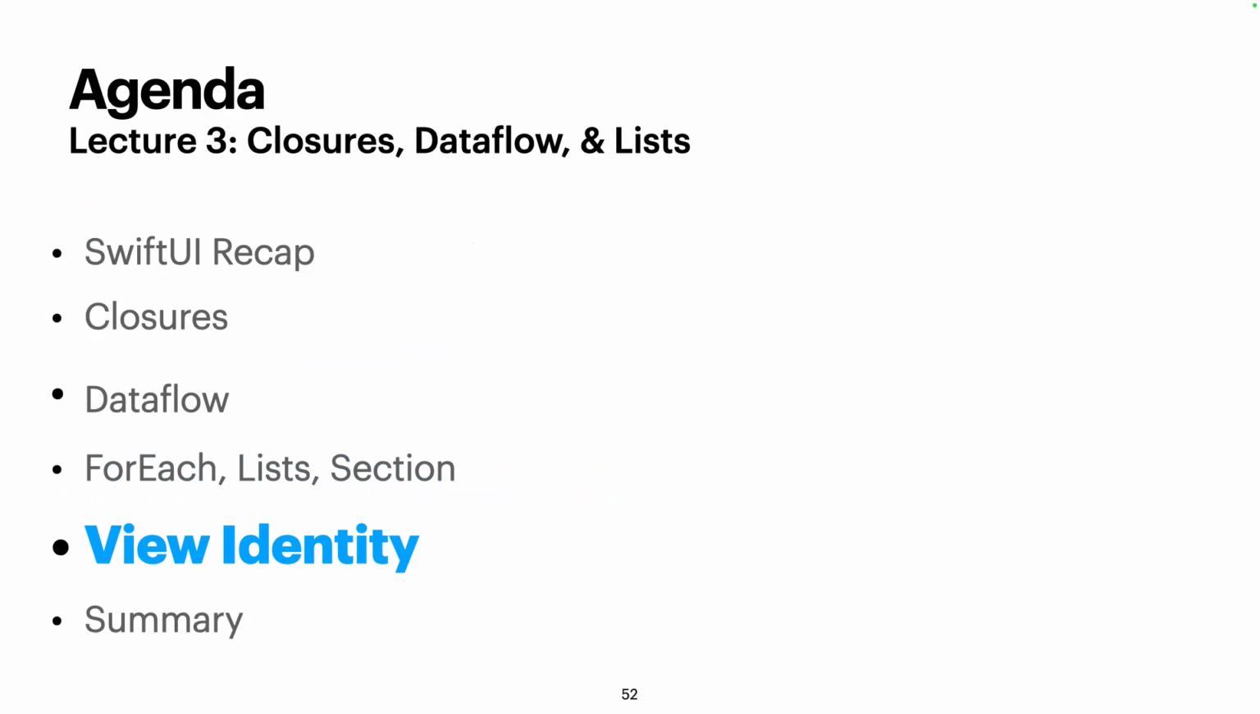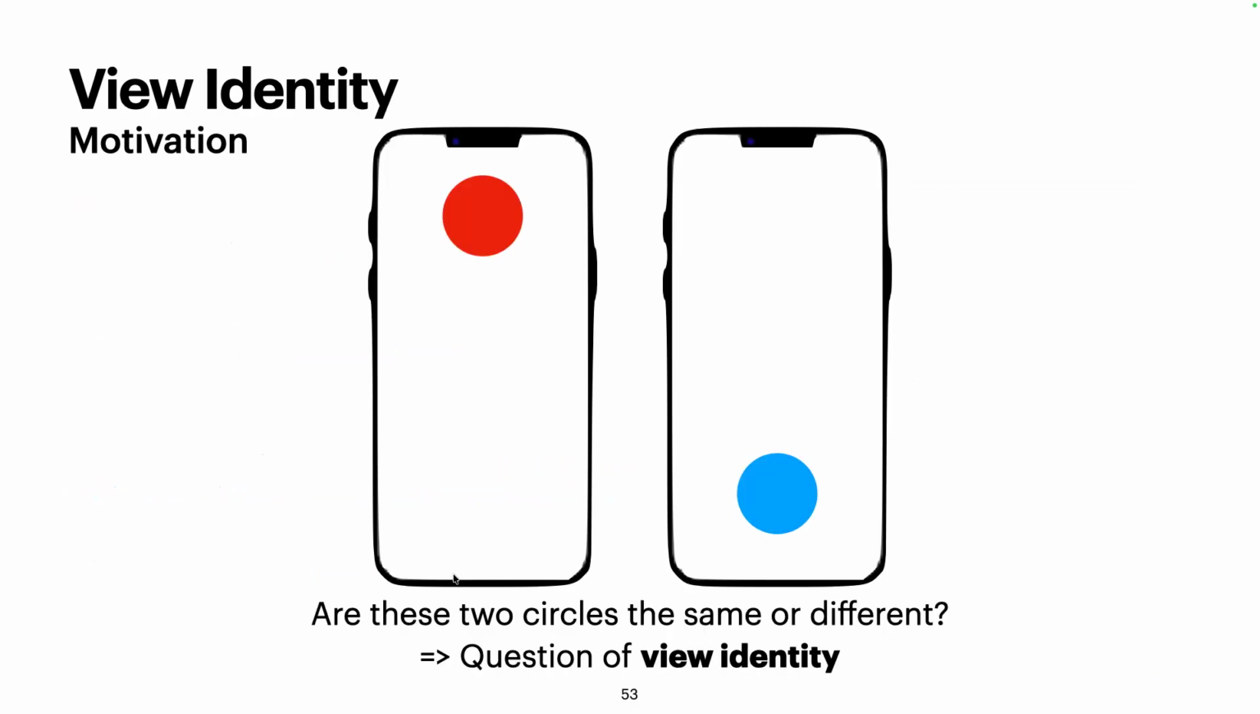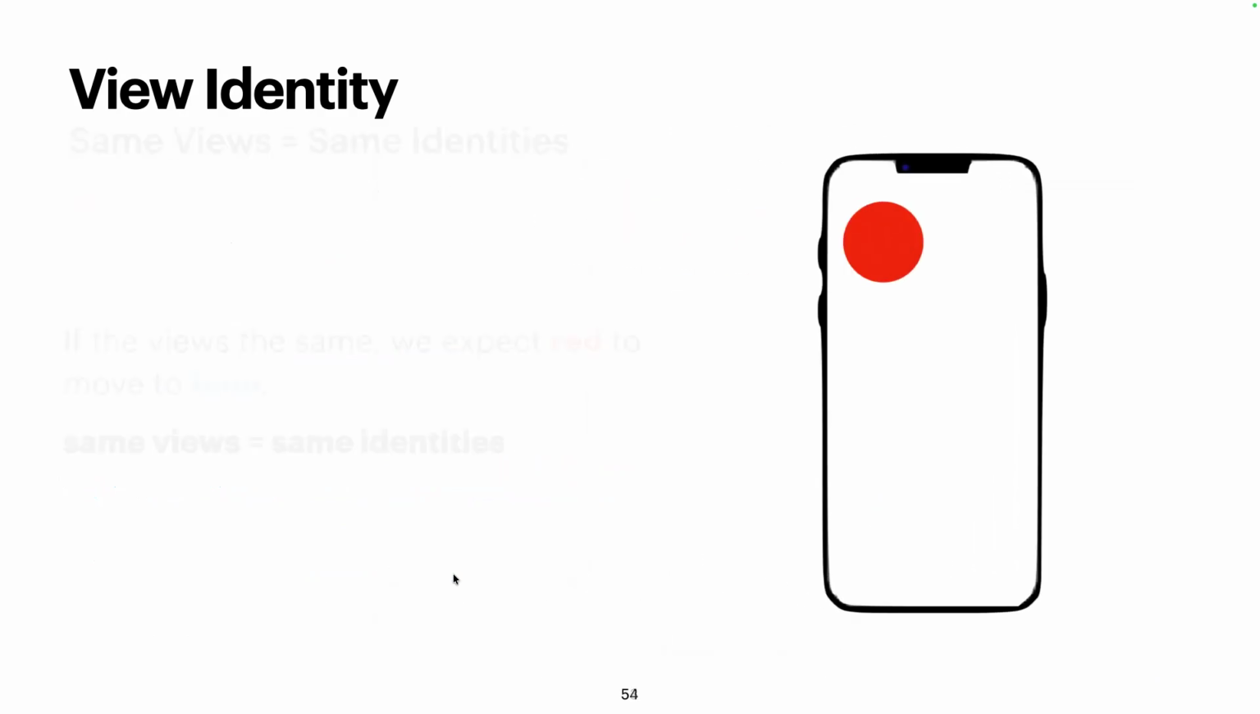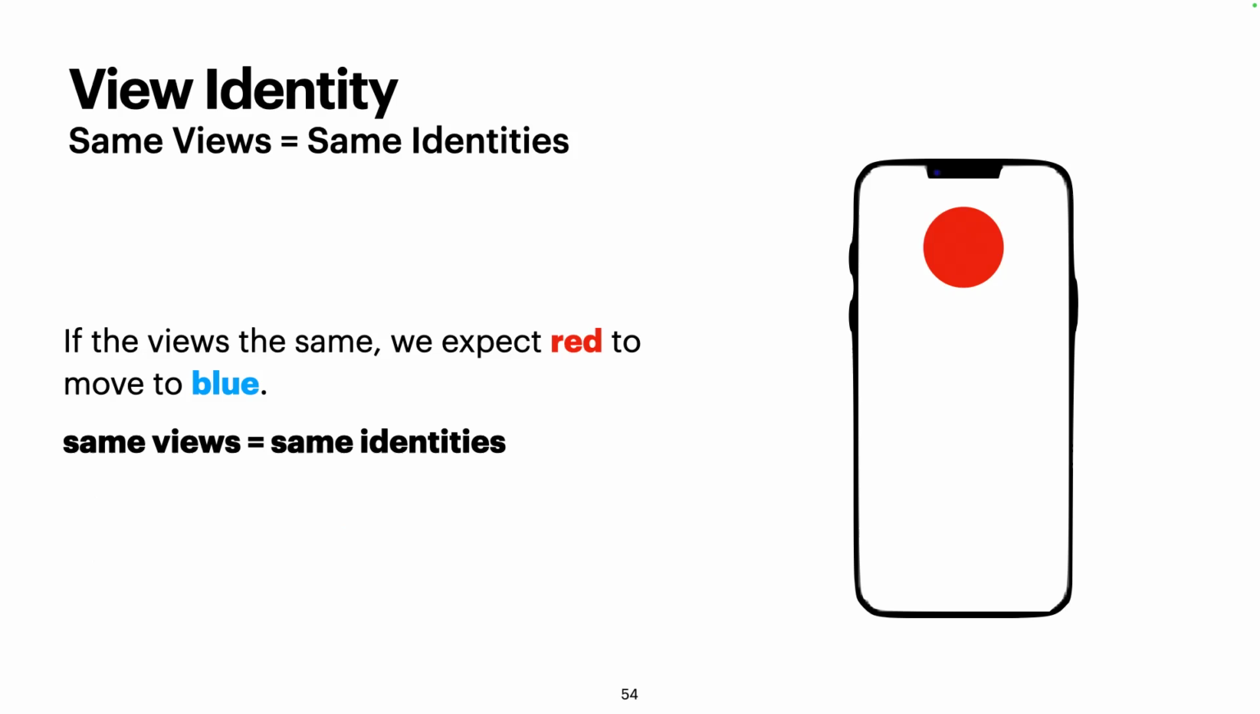Finally, let's talk about view identity. This is quite important. The question with view identity is, are these two circles the same or different? That's a question of view identity. If they're the same views, we expect them to have the same identities, so we expect the red one to move. Let's say I want a blue circle here, and we have the red one earlier. If those views are the same, we expect that red circle to move down and transition into the blue color. Same views, same identities.